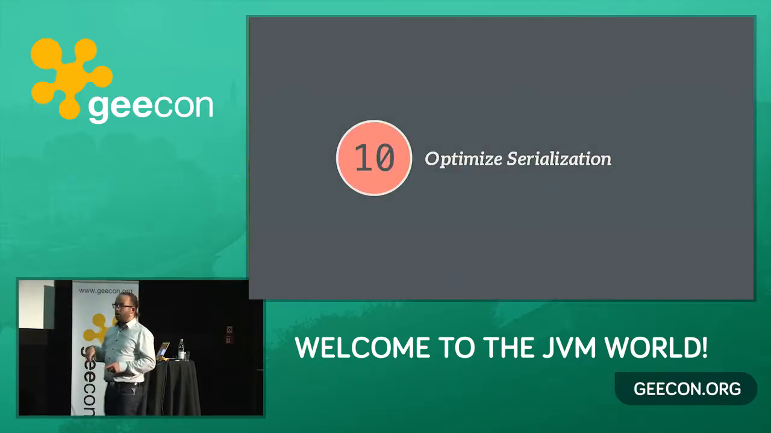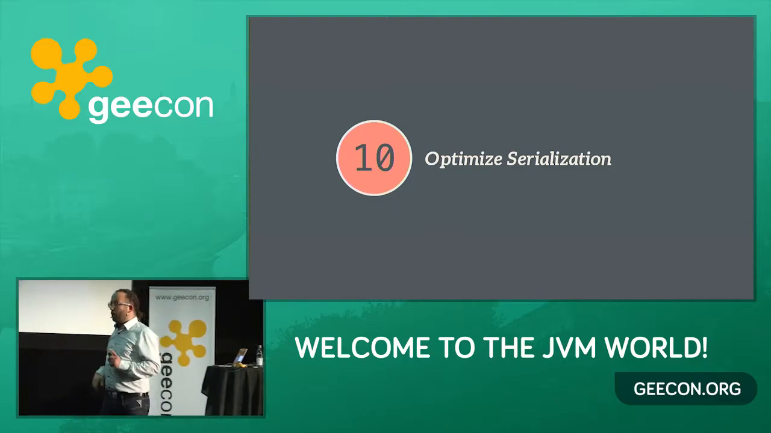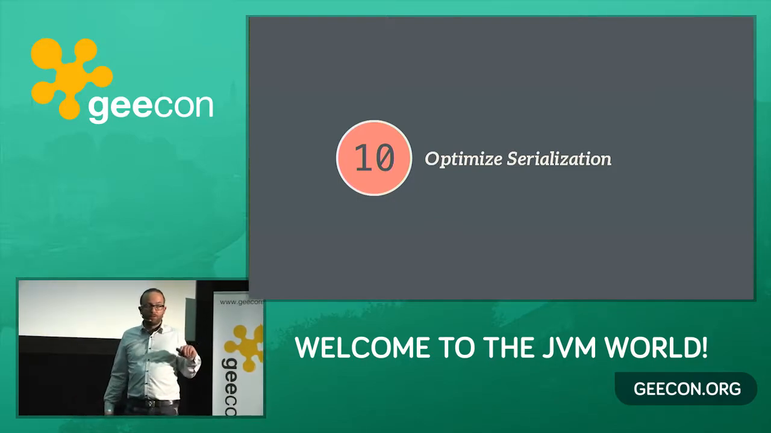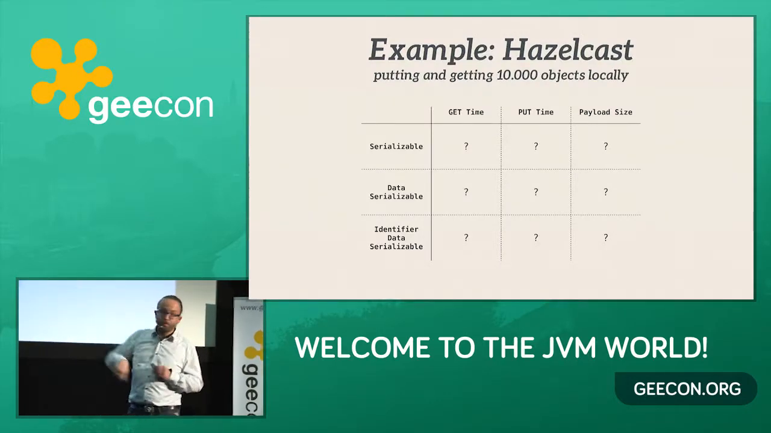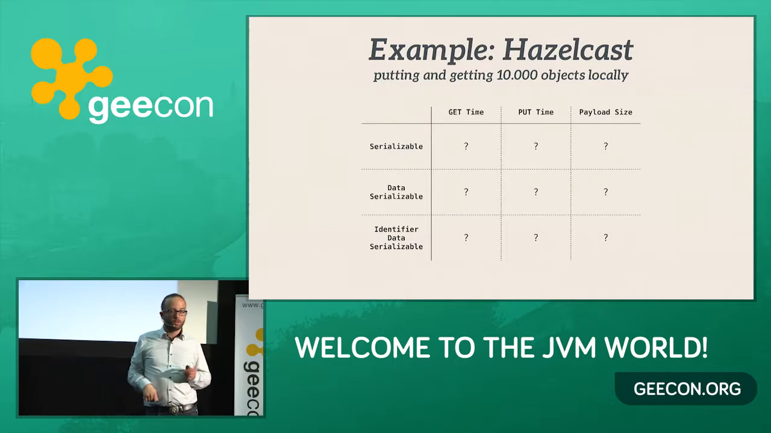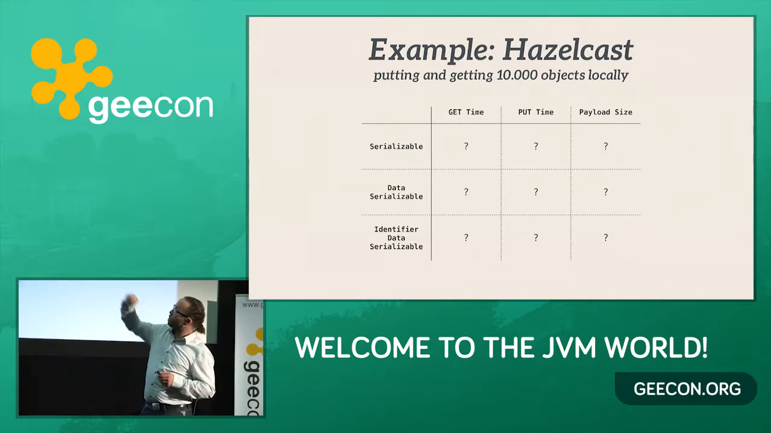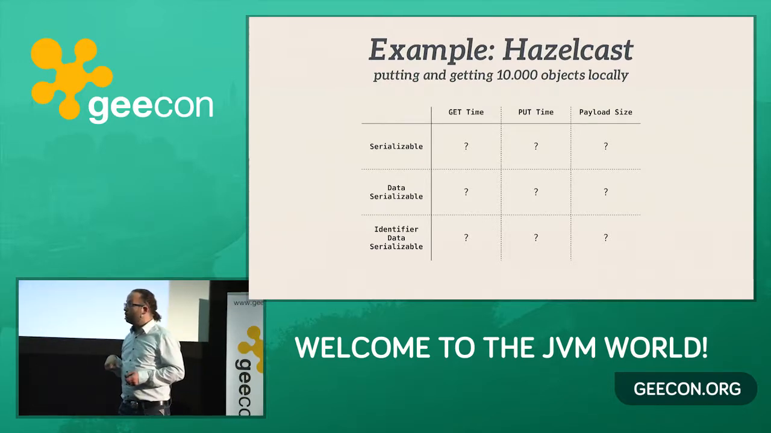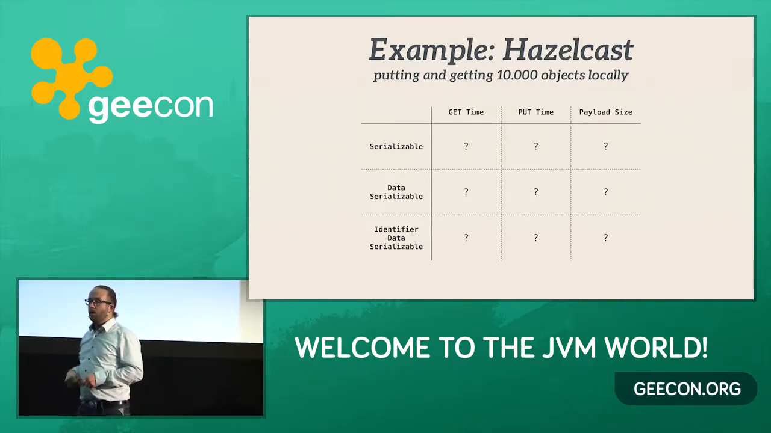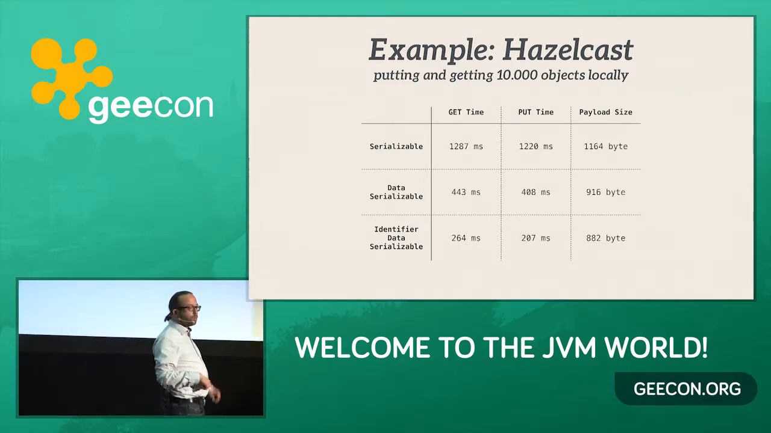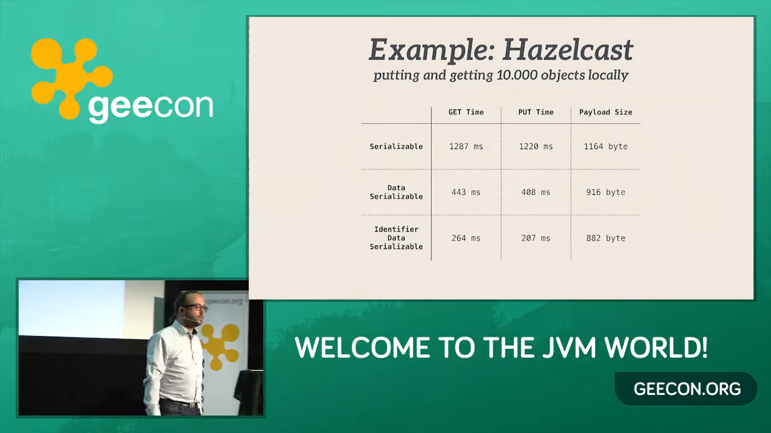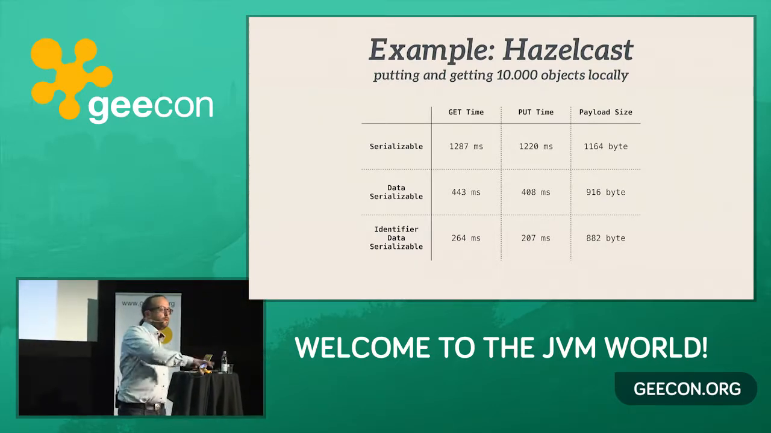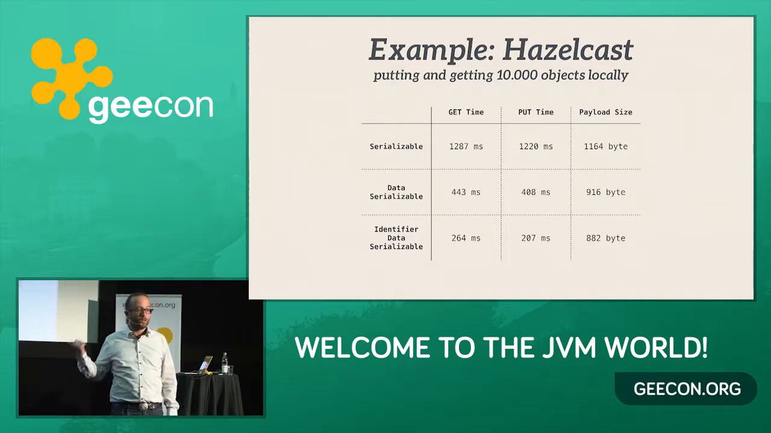Now, another thing here is optimized serialization. Especially professional cache implementations come with their own serializers. I have an example on Hazelcast here. We have 10,000 objects, get, put, time, payload size. Serializable is the typical Java serialization. DataSerializable and IdentifiedDataSerializable are Hazelcast serializers. Now, take a look at those numbers. These are easily reproducible. I have an example project on my GitHub, so if you're interested, you can verify those numbers very easily on your own machine.